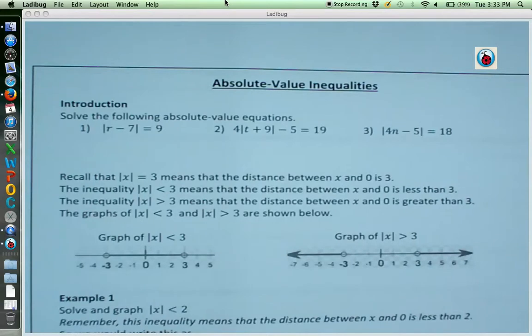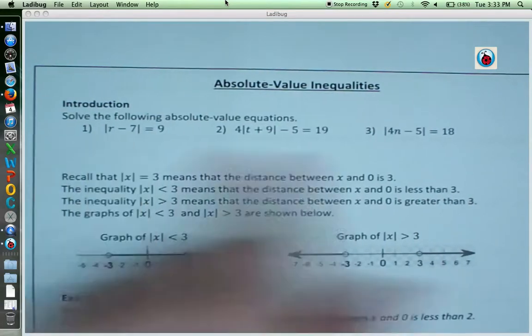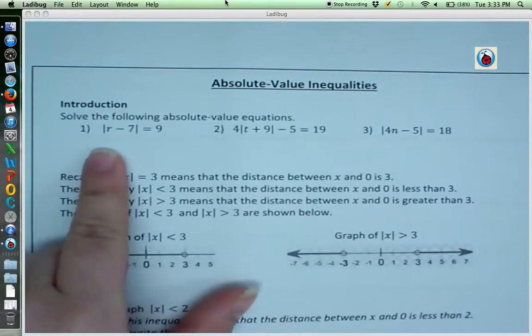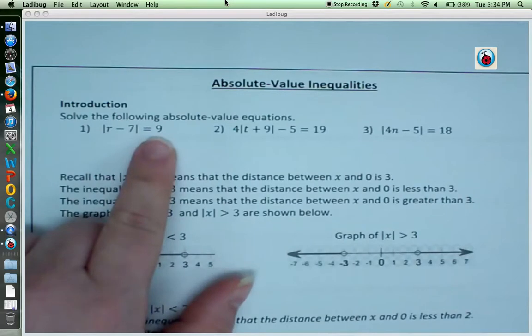All right, so if you're ready to do this one, meet me on page 110. This is the top of page 110. These first few problems are just a review of solving absolute value equations. Remember that absolute value means the distance between that number and 0 on a number line. So there are two different numbers that have a distance of 9 from 0 on a number line. That would be positive 9 and negative 9.